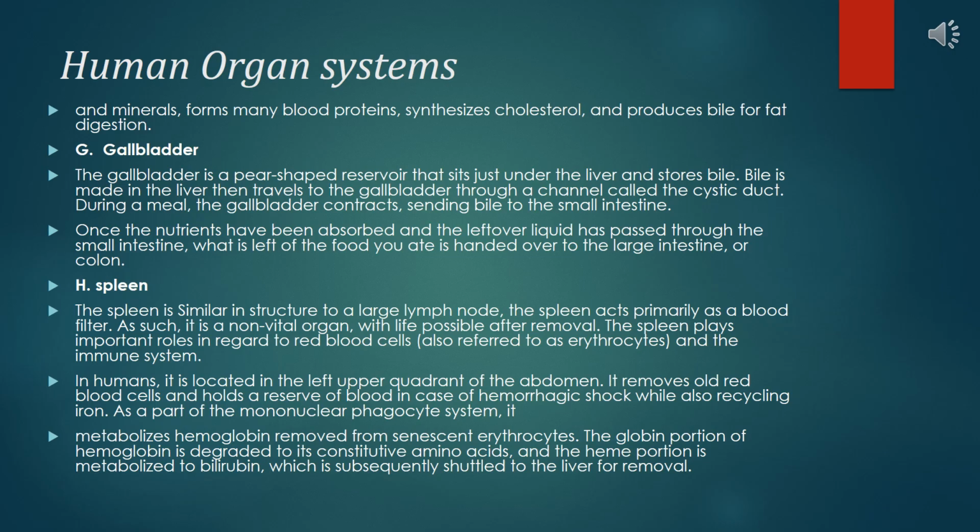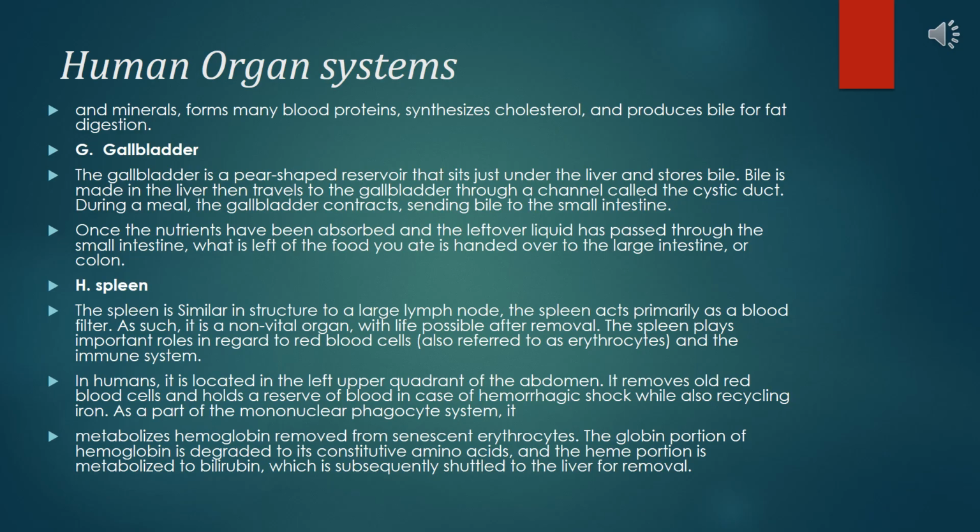Spleen. The spleen is similar in structure to a large lymph node. The spleen acts primarily as a blood filter. As such, it is a non-vital organ, with life possible after removal. The spleen plays important roles in regard to its blood cells, also referred to as erythrocytes, and the immune system. In humans, it is located in the left upper quadrant of the abdomen.